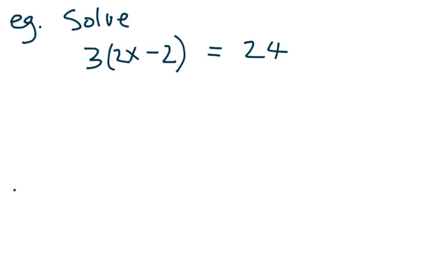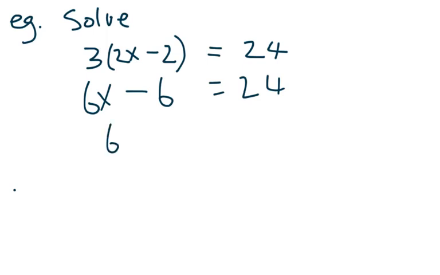Okay, in these cases you multiply everything out. So 3 multiplied by 2x is 6x. 3 multiplied by minus 2 is minus 6. And that's equal to 24. So we had 3 multiplied by 2x is 6x. 3 multiplied by minus 2 is equal to minus 6. And now I do what I did last time. I need to get rid of this minus 6. So I'm going to add 6 to both sides.